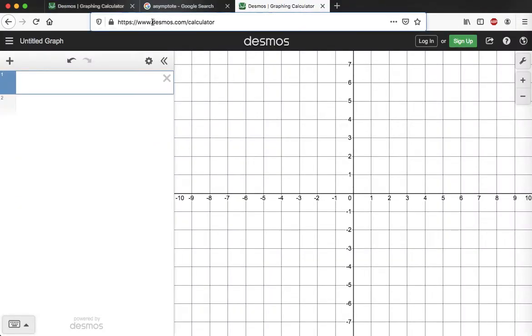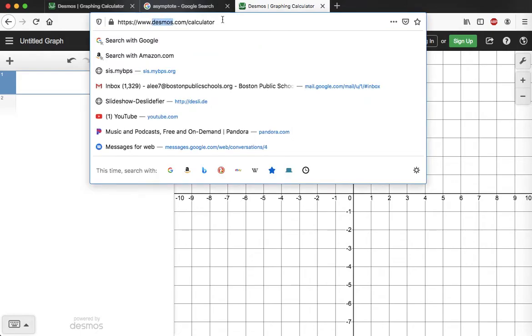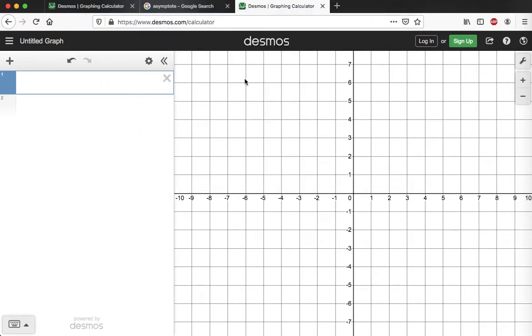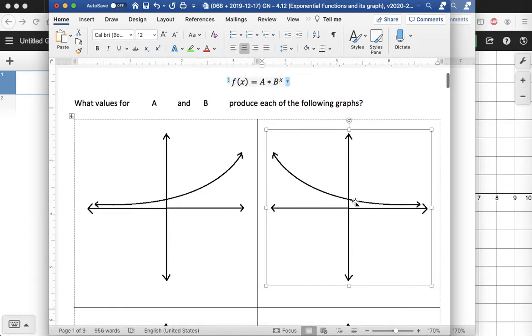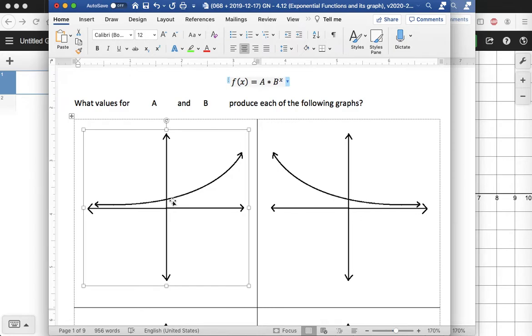So either you can Google Desmos online calculator, or you can just type that in. And you're going to type in here different values for a and b and see what type of graph it gets. So you're going to basically say, when a is like these types of numbers and b is like these types of numbers, I'll get a graph that looks like this.